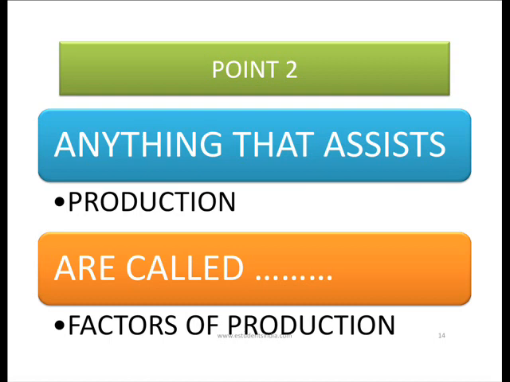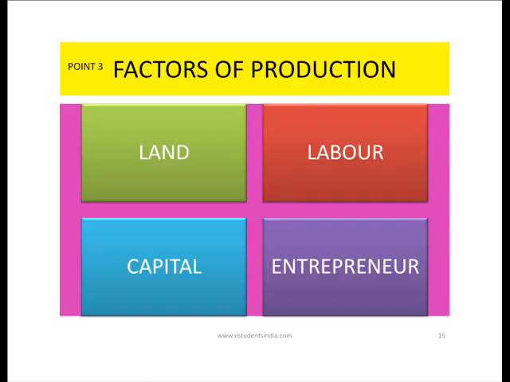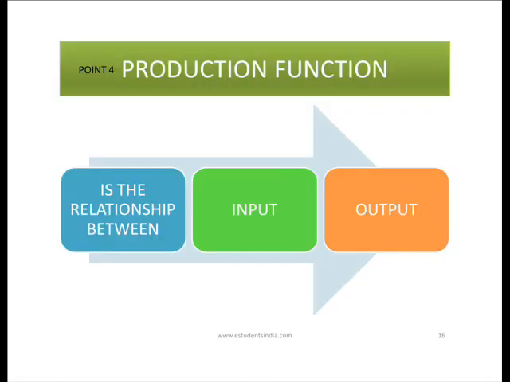Point 3. What are factors of production? They are land, labor, capital, and entrepreneur. Factors of production are 1. Land, 2. Labor, 3. Capital, 4. Entrepreneur. Point 4. Production function is the relationship between input and output.